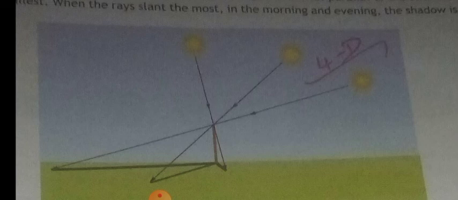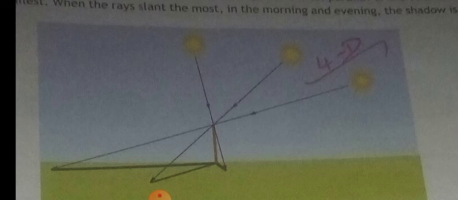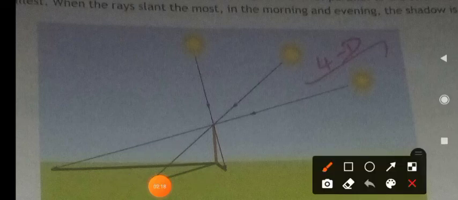Source means from where the light comes. The length of the shadow will change as the angle between the rays from the sun and the stick changes. Am I right? When the sun is overhead at noon, the rays are almost parallel to the stick and the shadow is the smallest. Look at the shadow. The shadow is the smallest when the sun is just above the stick.